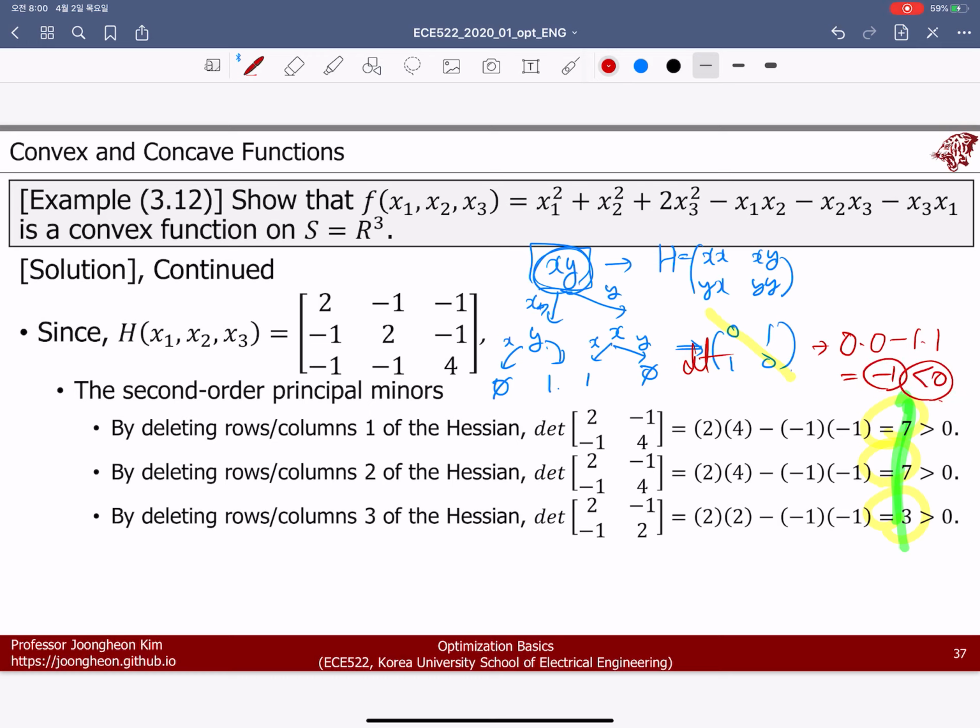So the second order principal minor is negative. That's why you cannot say that this is convex. So this is a very well-known non-convex problem as well. So later we are gonna have some more discussions about this one.